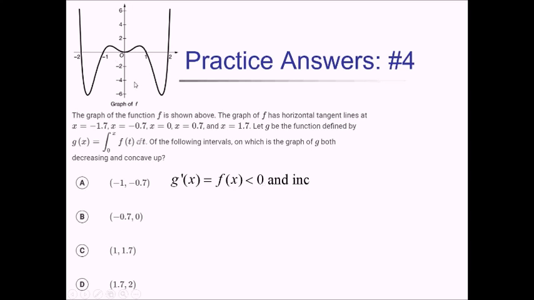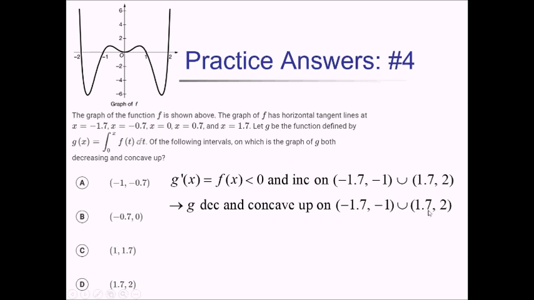Well, looking at our graph, we're negative from -2 to -1, but we're only increasing from, this is going to be negative 1.7. That's why they gave us this horizontal tangent line location. Negative 1.7 to -1. And we're also negative and increasing right here in this little stretch from positive 1.7 to 2. Since we're negative and increasing for g prime on those intervals, that means that g again is going to be decreasing and concave up on those same intervals.